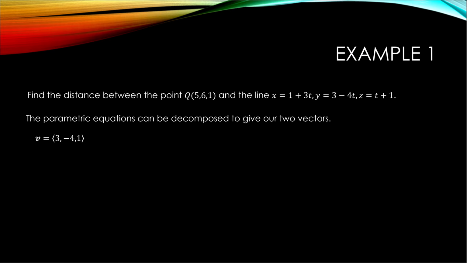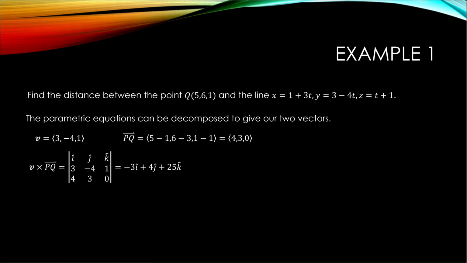My point p is the constants in those parametric equations, so that my pq vector will be the difference between the coordinates of my q point and the constants in my x, y, and z equations. In other words, my vector pq is equal to a vector with components 5 minus 1, 6 minus 3, 1 minus 1, which gives me a vector with components 4, 3, and 0. Now I know my vectors v and pq, I can compute the cross product.